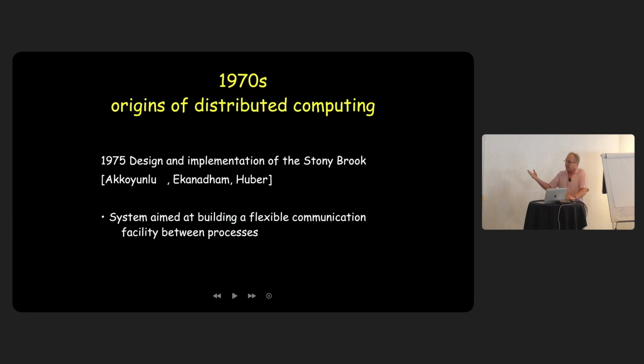So these are a couple of examples of early systems that were built once the internet appeared, still without really understanding what was happening. In 1975, the Stony Brook system, which was aimed at building a flexible communication facility between processes. So in distributed computing, a lot of the emphasis was on fault tolerance, while in databases it was a lot on correctness and transactions and so on.